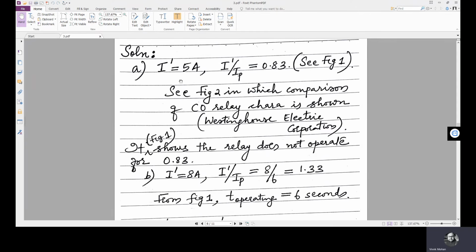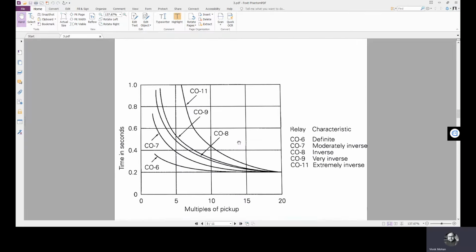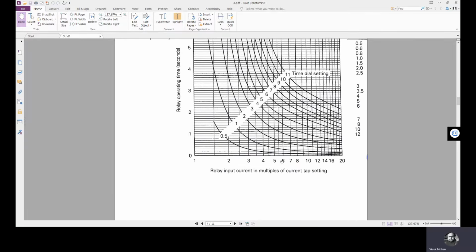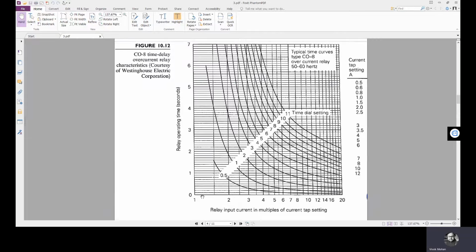In the first case, I dash equals 5 amps. So I dash by IP is 0.83. That means I dash should be represented in terms of multiples of IP, so 0.83 times IP is I dash. In the plot, on the horizontal axis, we take the point 0.83. You can see here it does not touch anywhere, because the time dial setting is given as 1 in the question, so the second curve is what we are looking at now.